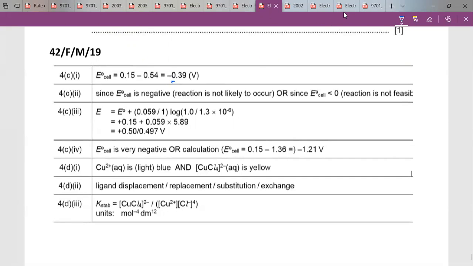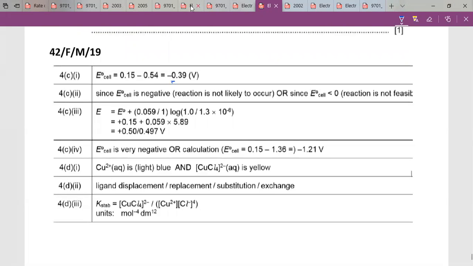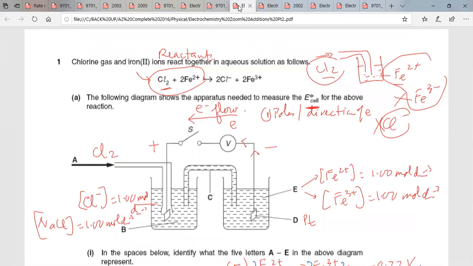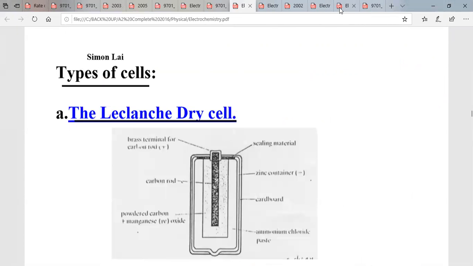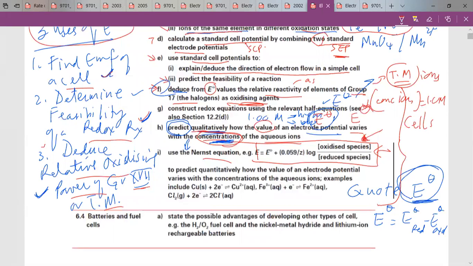Now let's go on to batteries. I want to show you what I intend to do today. Now the second part here. I've got about 20 minutes to try to finish my batteries and fuel cells.